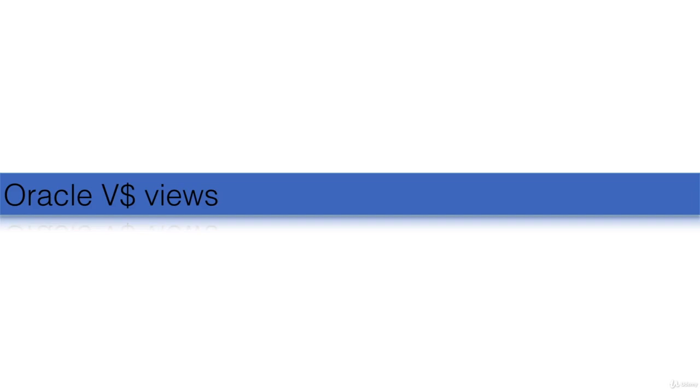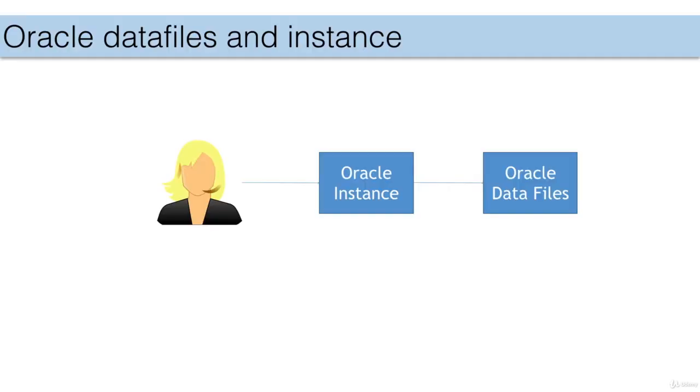We are first going to learn what is a V$ view and why is it needed. Before that, it is important to know the Oracle architecture, at least at a very high level. On broad terms, Oracle has two components, Oracle data files and Oracle instance.